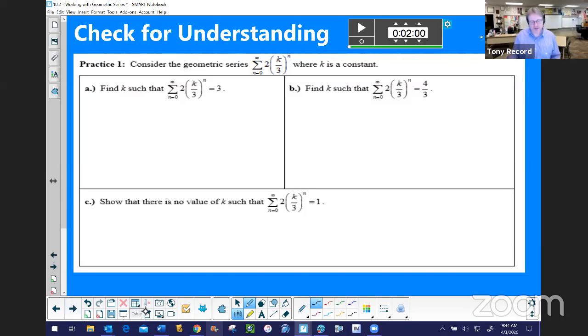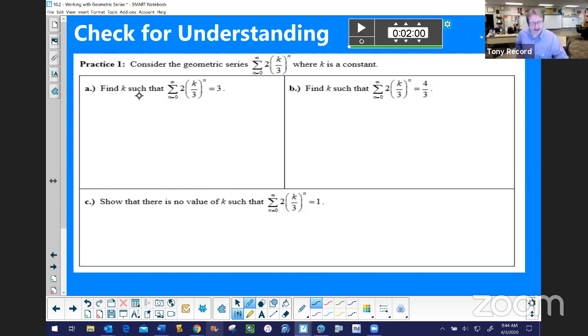They're wonderful questions that start to invoke the idea of a power series to a degree, but in this particular case, you have this unknown value of k. In part A, we ask that you find that value of k such that the summation is equivalent to 3. In part B, we ask you to find that value of k so that the summation is equivalent to 4/3. And then in part C, we say, well, there is no k so that this summation is going to equal 1, but you have to explain why.